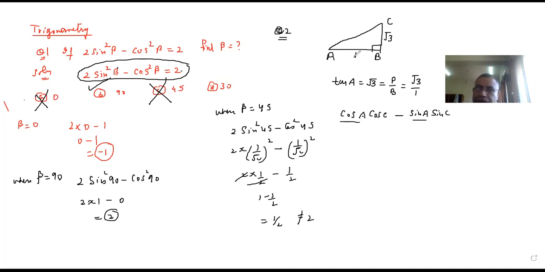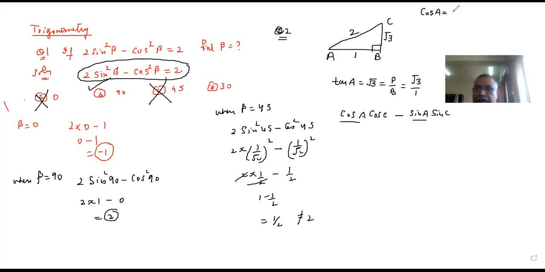Now my base is 1, my perpendicular is under root 3. What should be the hypotenuse? Under root 3 square is 3, 1 square is 1, 1 plus 3 is 4. So H square should be 4, so H is 2. So all the three sides are known to me now.